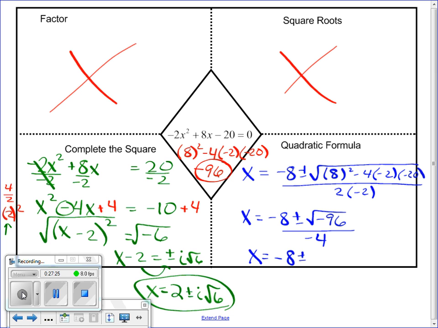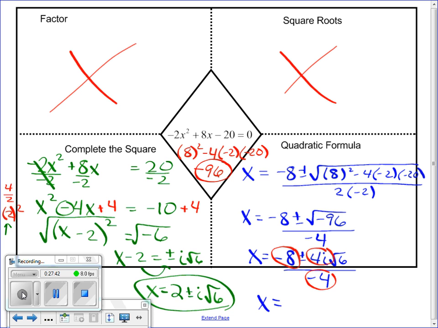16 and 6, so 4i radical 6 over negative 4. All right, all three numbers. Why did you know to divide by a negative 4? Because the bottom was negative. Yeah, if the bottom's negative, you got to divide by that.